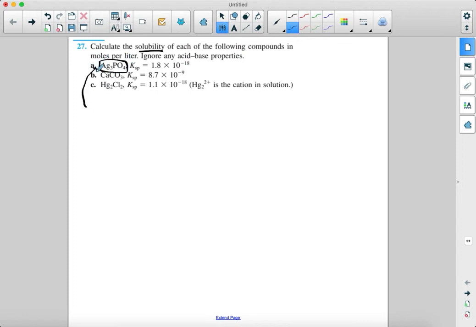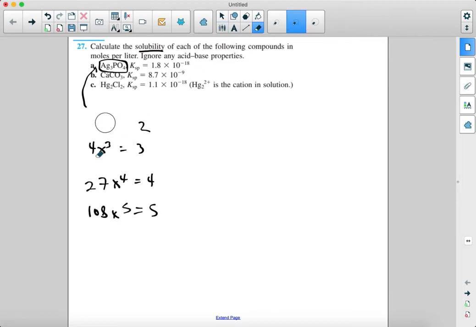Notice how that has 4 ions. It's Ag3PO4. So remember the shortcuts. X squared is equal to 2 ions. 4x cubed is equal to 3 ions. And then you have 27x to the 4th is equal to 4 ions, and then 108x to the 5th would be 5 ions. So that's basically what we're using here in this case.